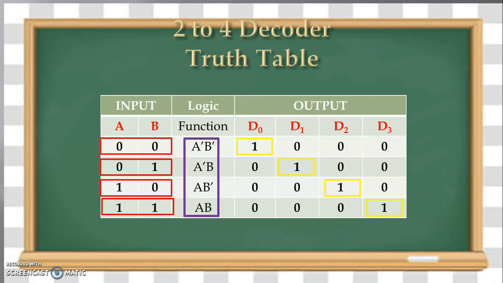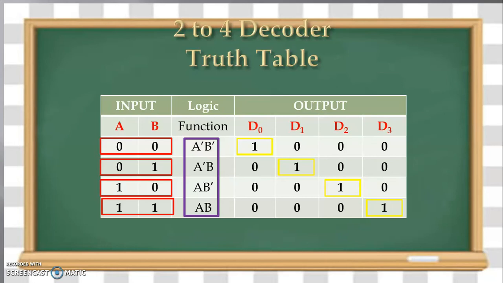Now, based on this truth table, we have the possible logic combinations. To maintain D0 high, we require the combination 0 0, meaning A bar, B bar. In the same way, for each output line to be activated, we have the possible input combinations: 0 1, A bar B; 1 0, A B bar; and 1 1, that is A B. So these are all product terms, and we require AND gates to implement the logic circuit for the 2 to 4 decoder.